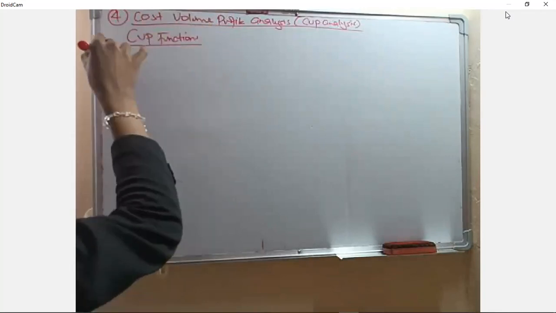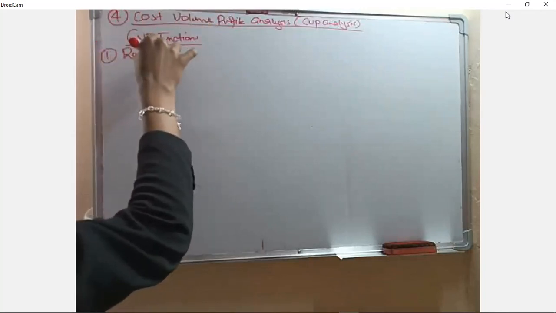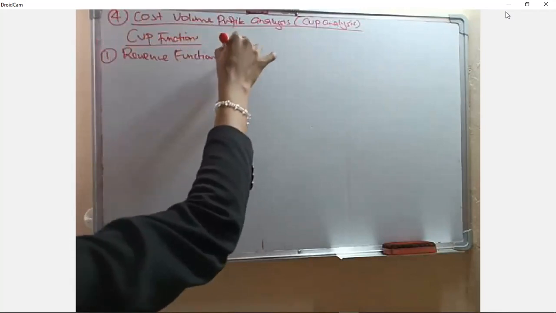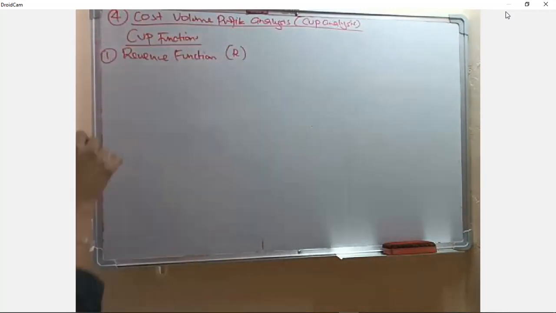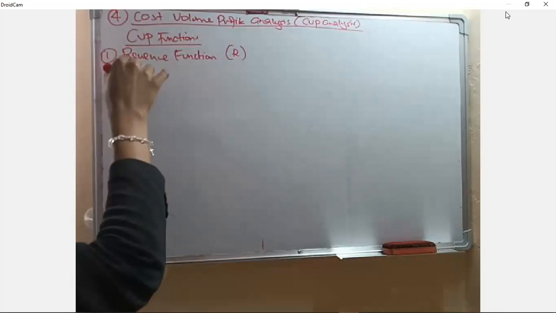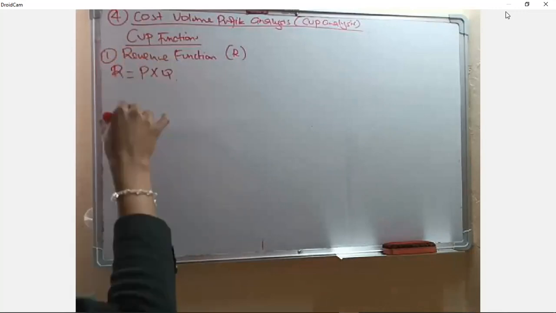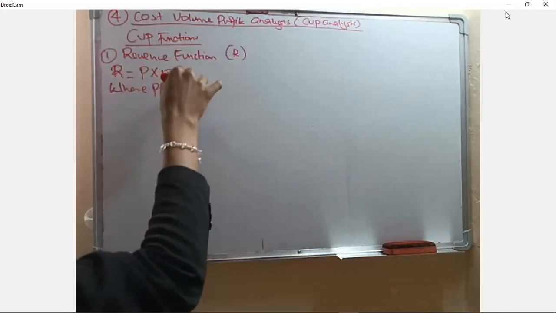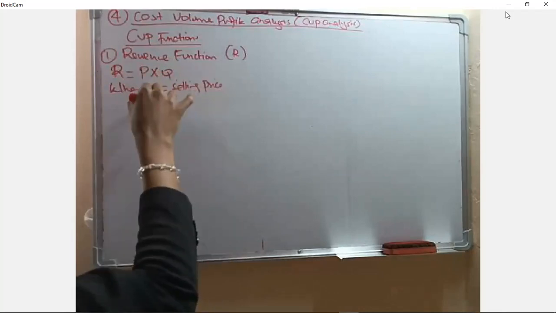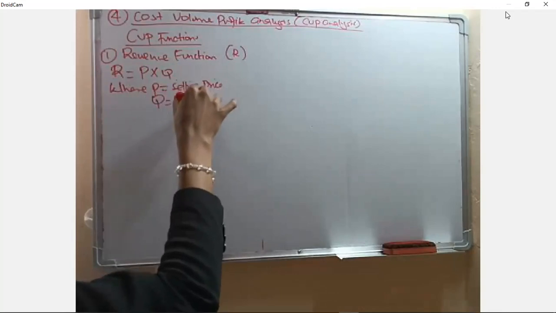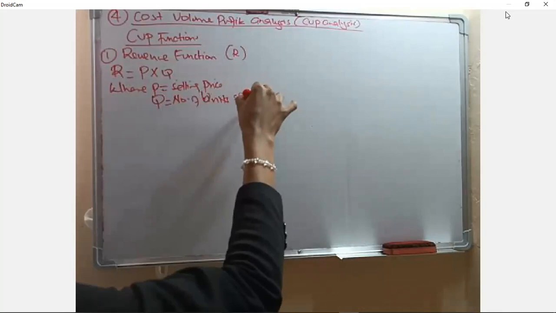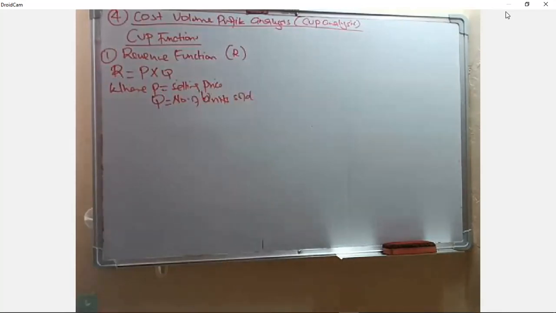The first one is the revenue function. The revenue function is normally denoted by R. To get our R, we take P times Q, where P is the selling price and Q is the number of units sold.